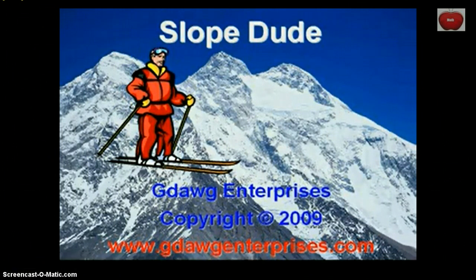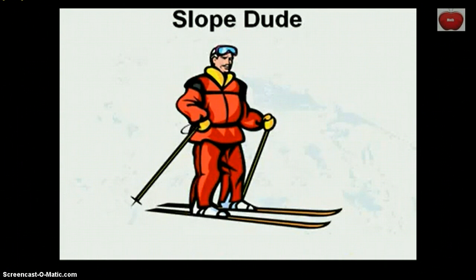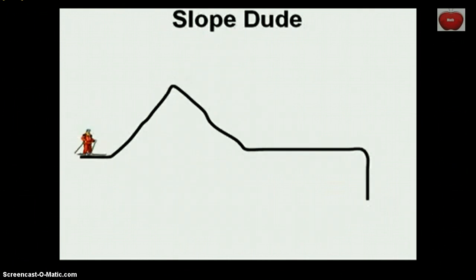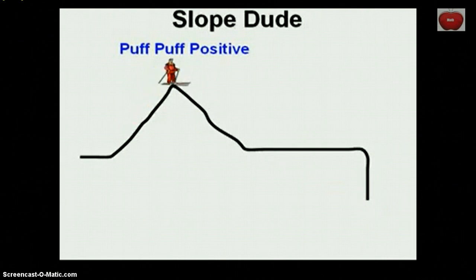Welcome to the Adventures of Slope Dude. Meet Slope Dude. He loves to ski. We are going to follow him and he'll teach us some important aspects of slope. This is the course he's skiing today. What he says will teach us about slope. Always remember that Slope Dude always skis toward the right or eastward. When he starts out, he's going uphill. It's hard work. He says puff, puff, positive as he goes up the mountainside.